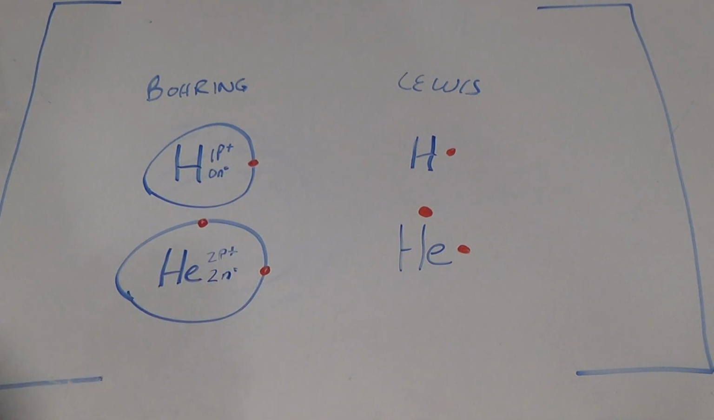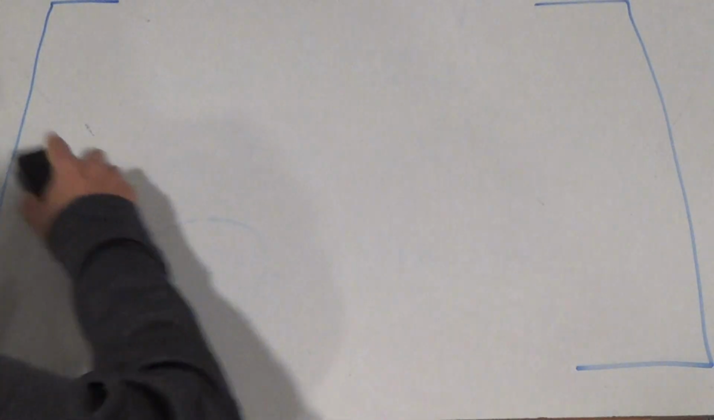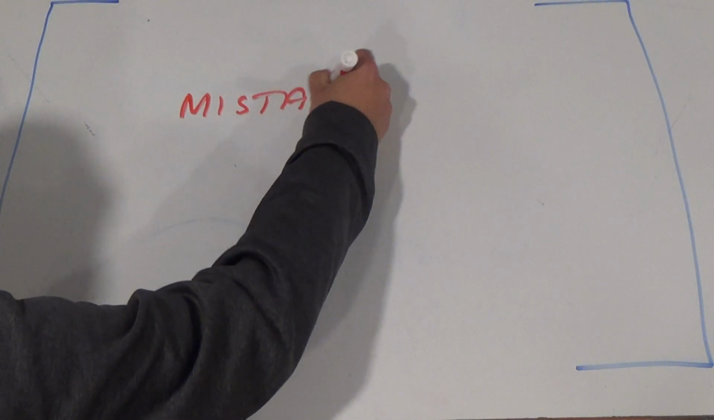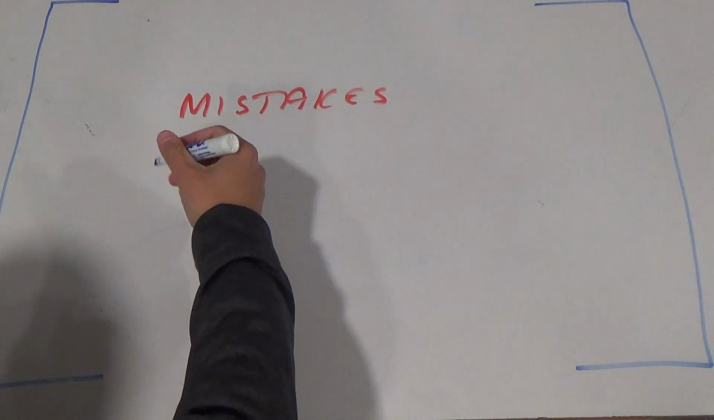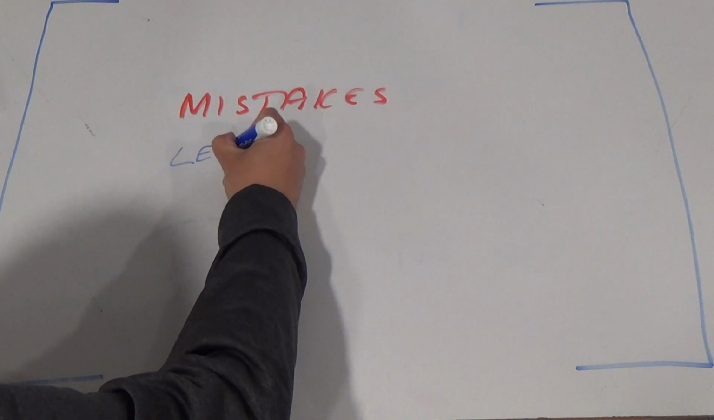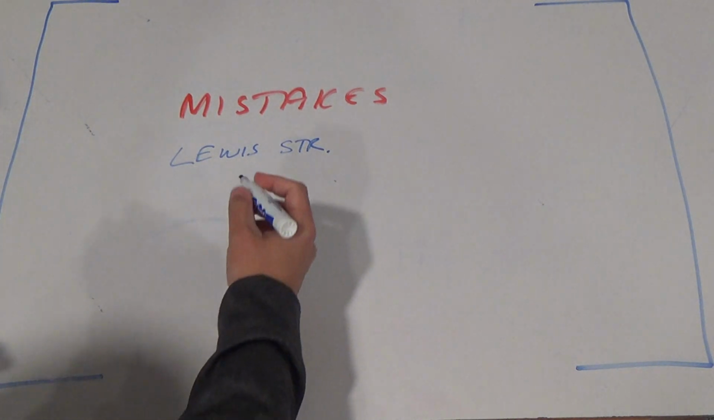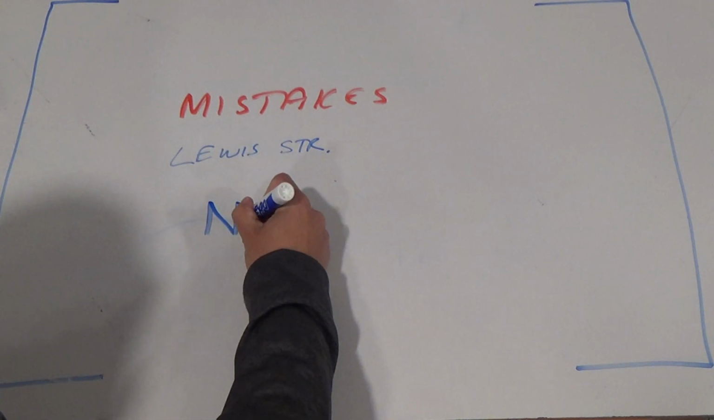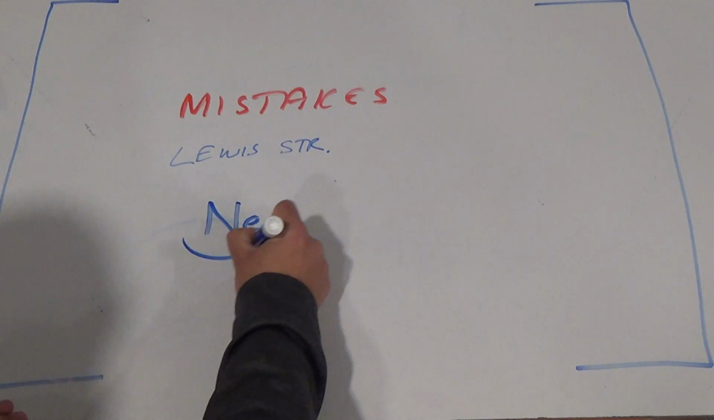Okay? And one other thing I want to show you guys. Mistakes. These are mistakes I've seen over 20 years of teaching this. So some kids, I'm going to show you the Lewis structure. These are with Lewis structures. I'm going to show you neon. Okay? So some kids write like this. So real quick, I'm going to show you just the board diagram, and I'll be quick.